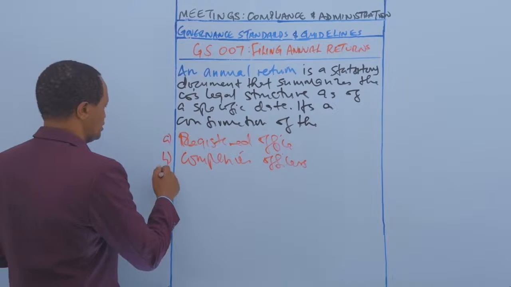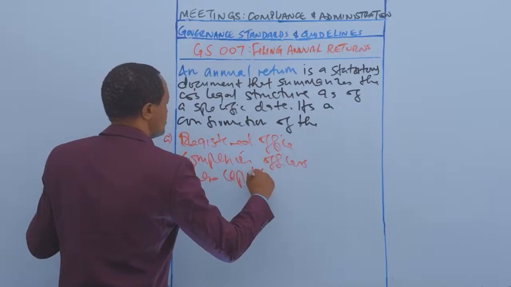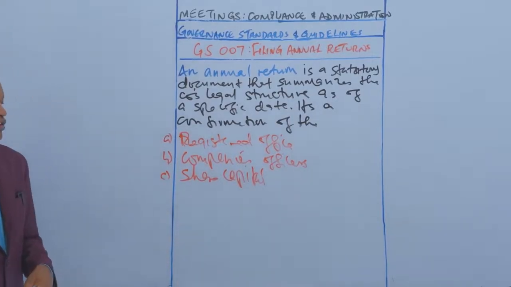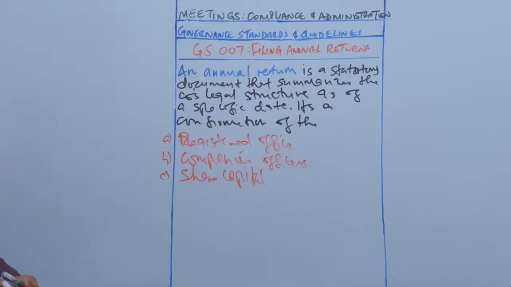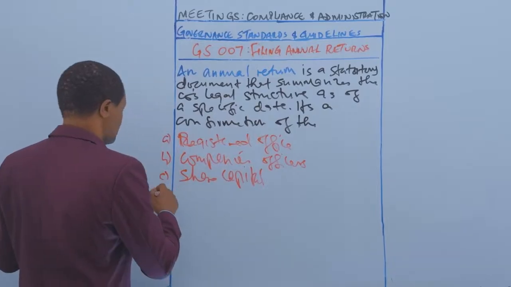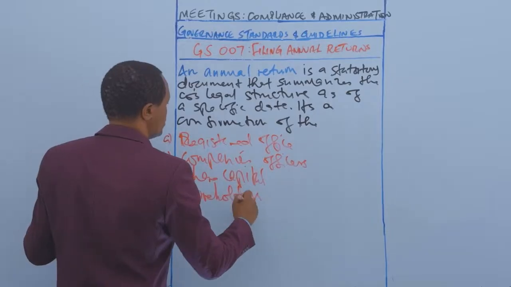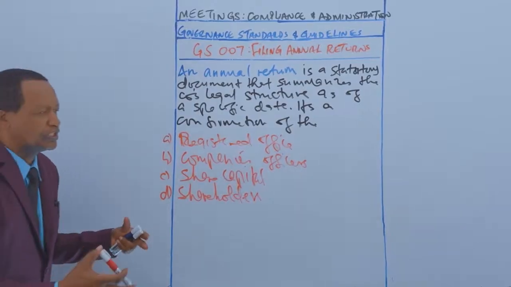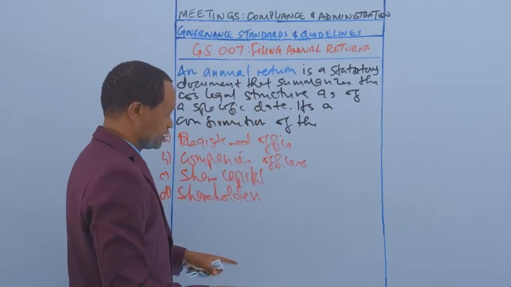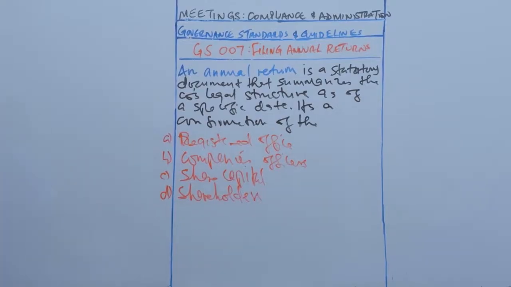It is a confirmation of the company's share capital. That is the total number of shares issued and their value. It is also a confirmation of the company's shareholders. These are the owners of the company, names of members, and any share transfers that occurred during that year. It shows the list of shareholders and any transfers that were made during that specific year.